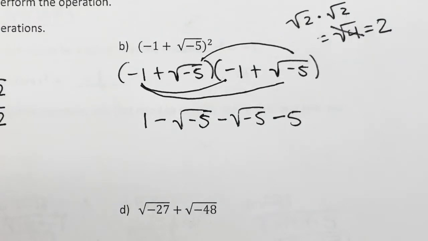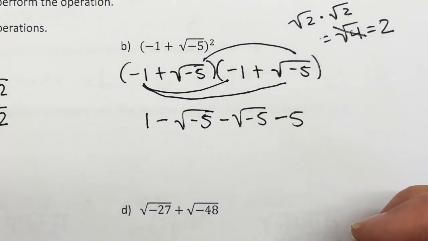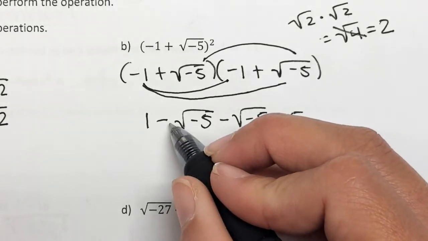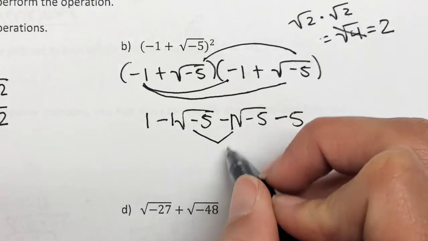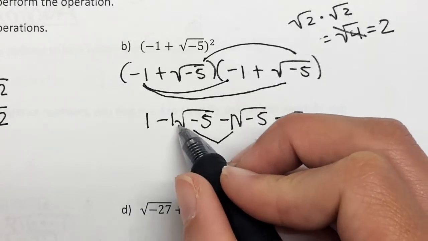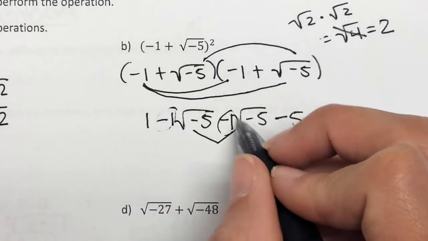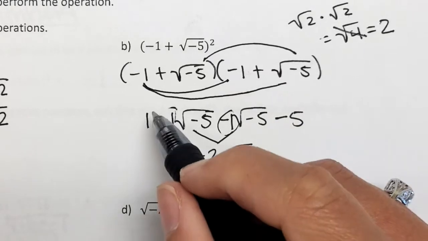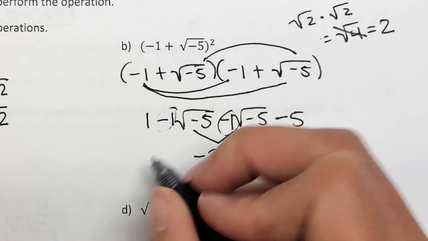Okay, so now, Abigail, what can I combine first? Combine the square roots. Yes. So this is a what in front? A 1. Good. Negative 1. So what is negative 1 minus 1? Negative 2 square root of negative 5. And what would the other terms be if I combine them? 1 minus 5. Negative 4.